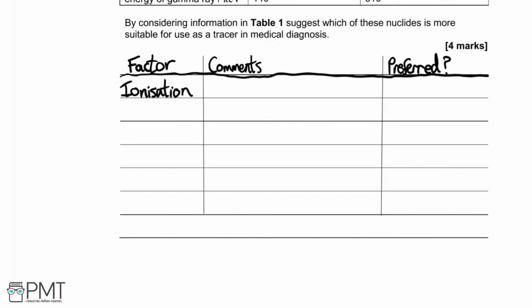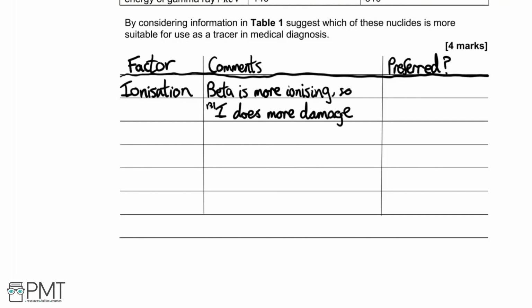So the first factor is going to be ionization. So the comment that we're going to make is that beta is much more strongly ionizing than gamma. So iodine-131 is going to do more damage there because it emits beta, it's more ionizing. So in this case, we would prefer technetium-99m.